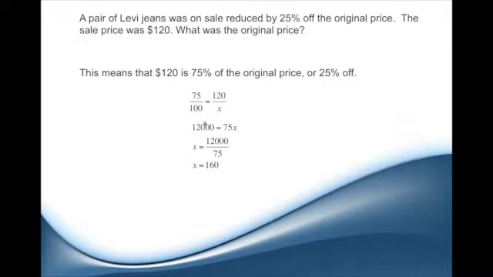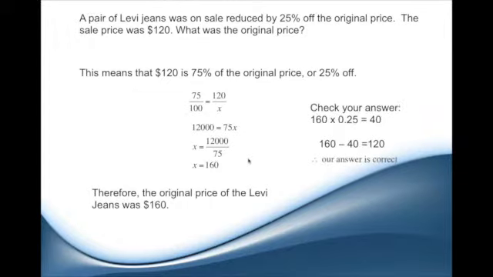100 times 120 is 12,000, and equals 75x, which equals 12,000 over 75, x equals 160. So the original price of the Levi jeans was $160. We check our answer. Yes, 160 times 0.25, or 1/4, is 40. 160 minus 40 is 120. Therefore we know that this is correct.